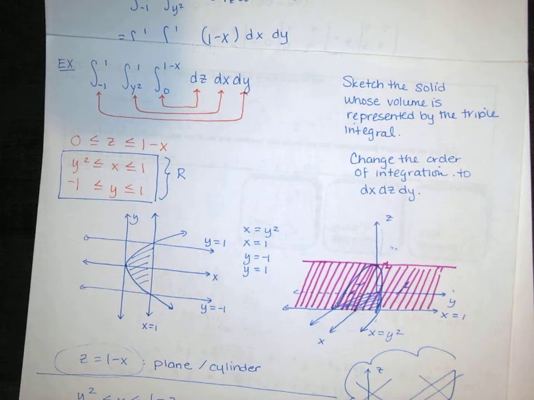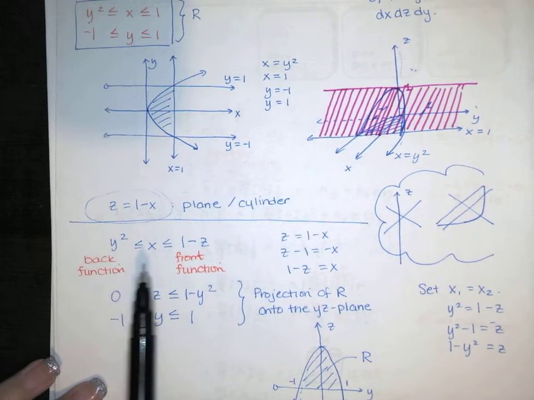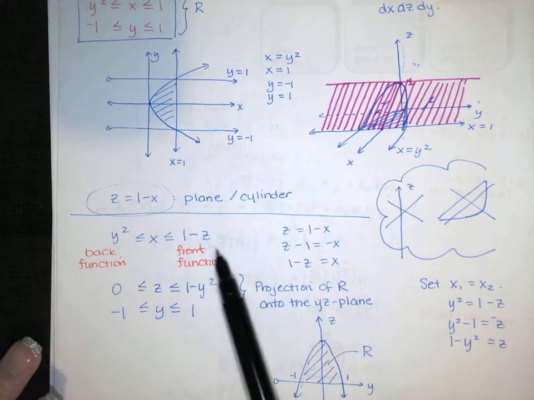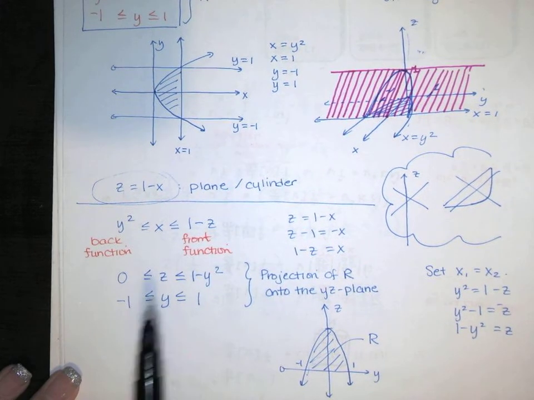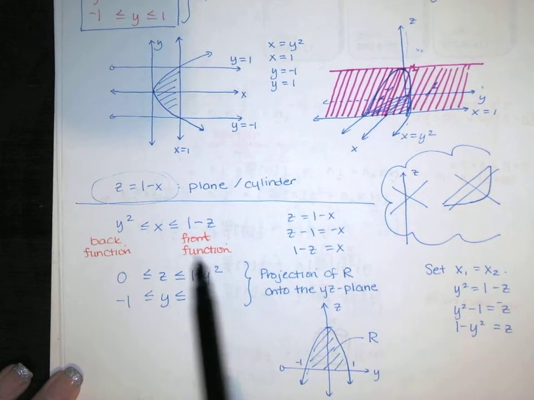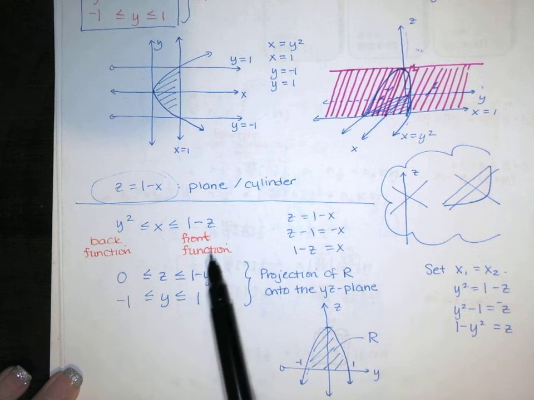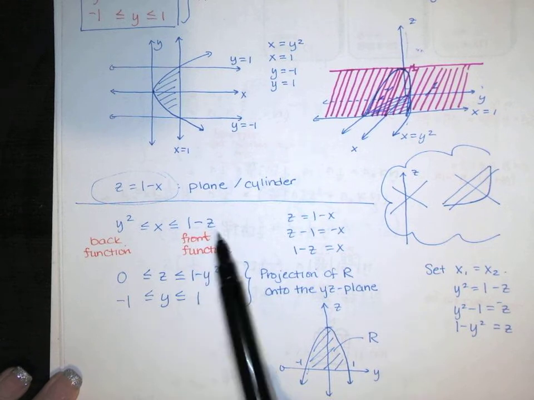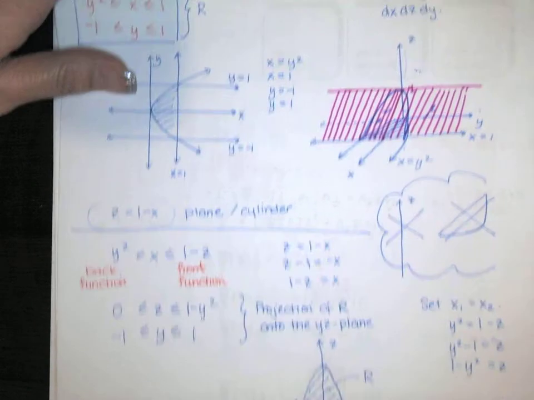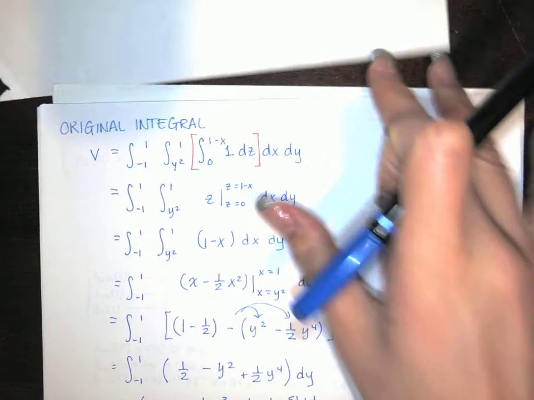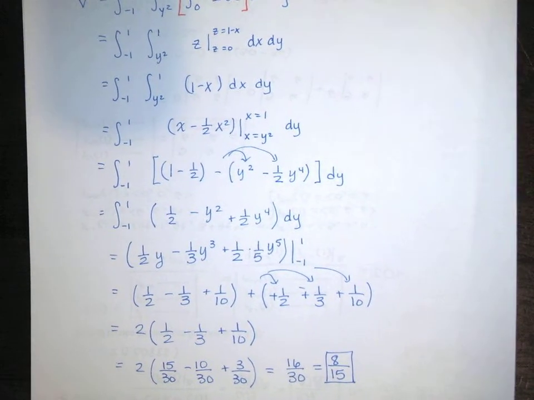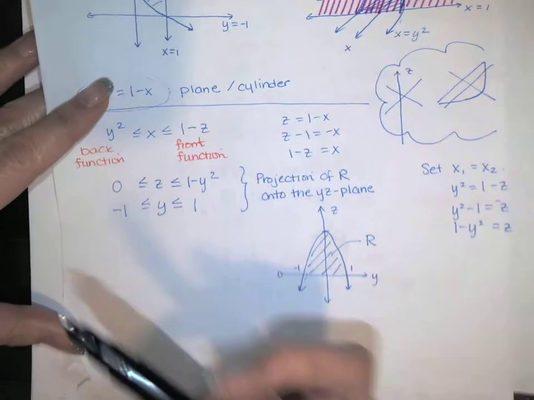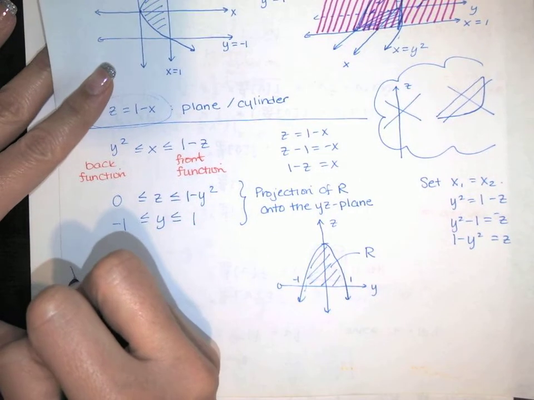Okay, using the original triple integral, if we've done everything correctly, where x is going from this back function to this front function, and we looked at the projection of the solid onto the yz plane, and we got this, and we described it this way, when I integrate using these bounds, I should get the same thing. I should get that 8 over 15 again. Now let's write down the appropriate triple integral.